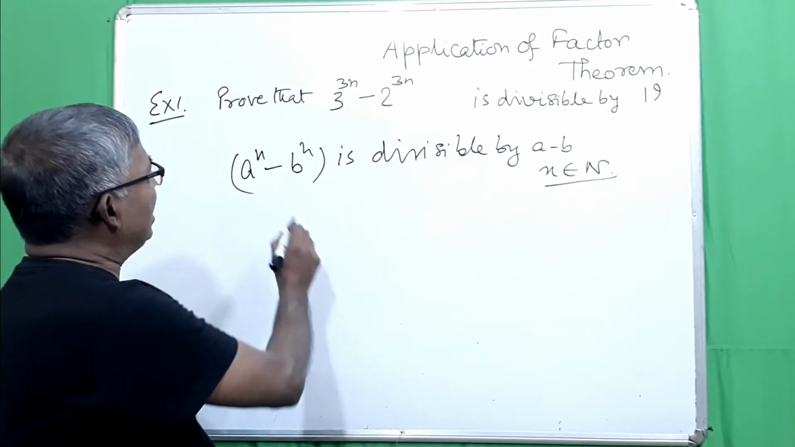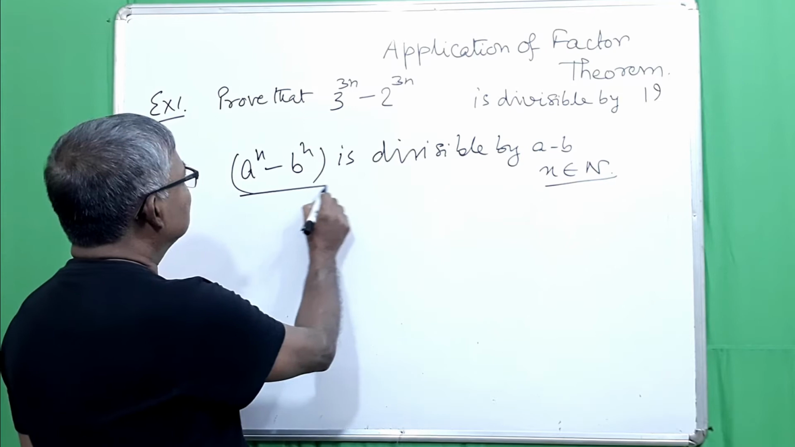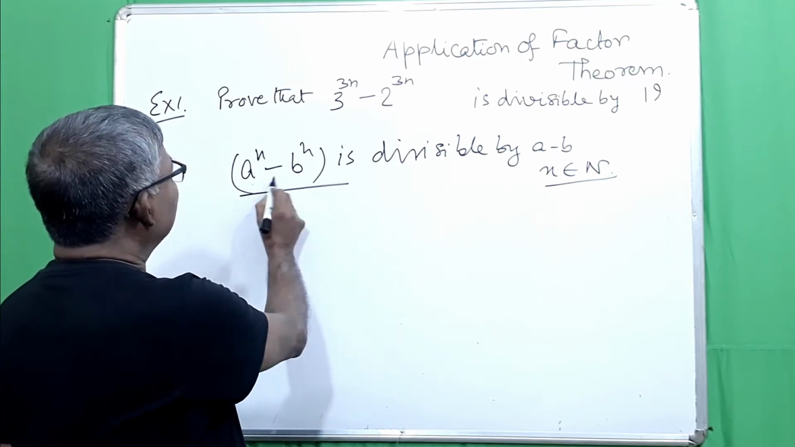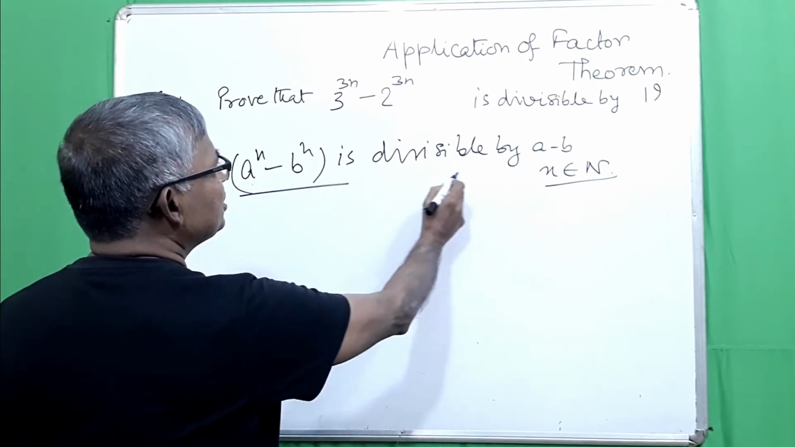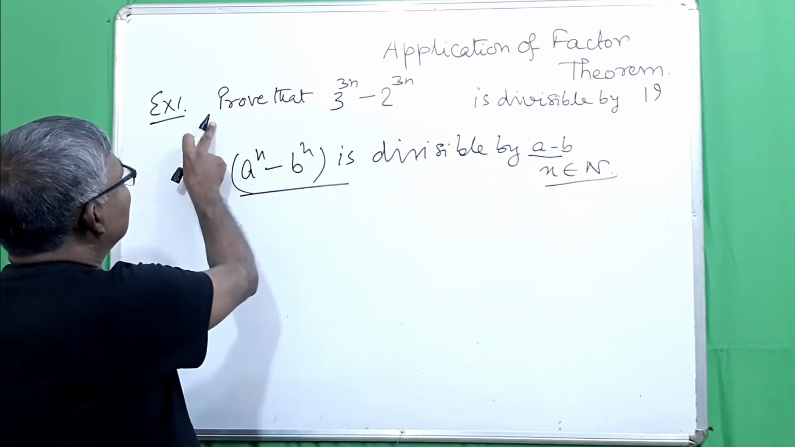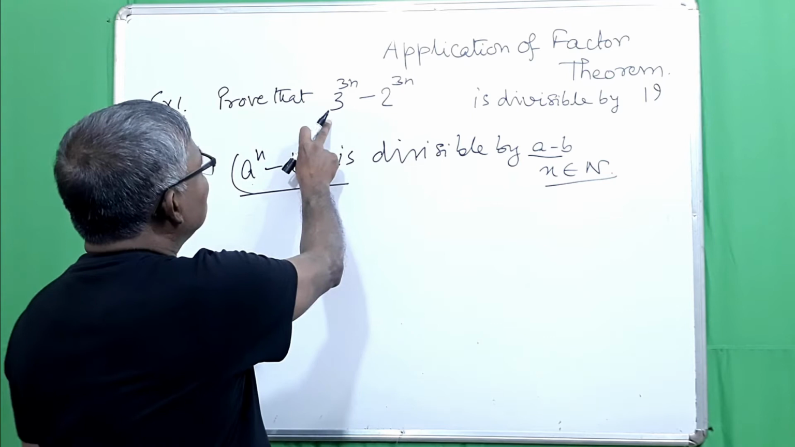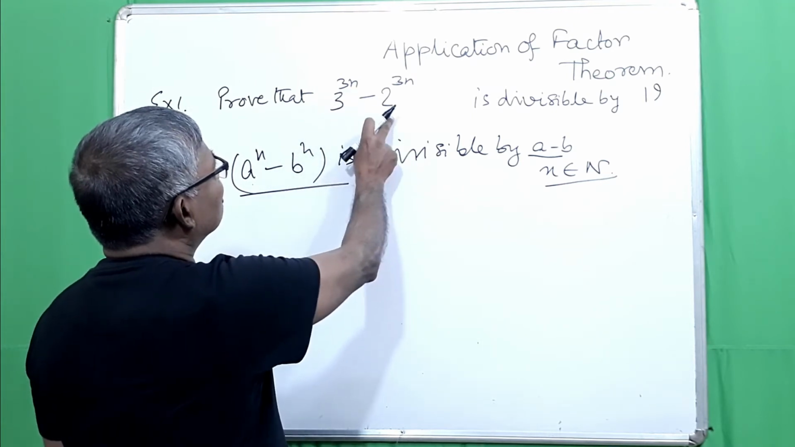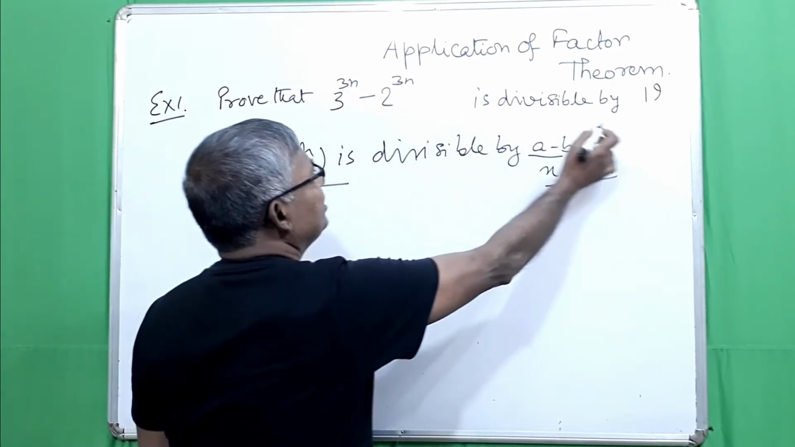Now we have to apply the formula, that is a to the power n minus b to the power n is divisible by a minus b. Students, let us consider the problem. Prove that 3 to the power 3n minus 2 to the power 3n is divisible by 19.